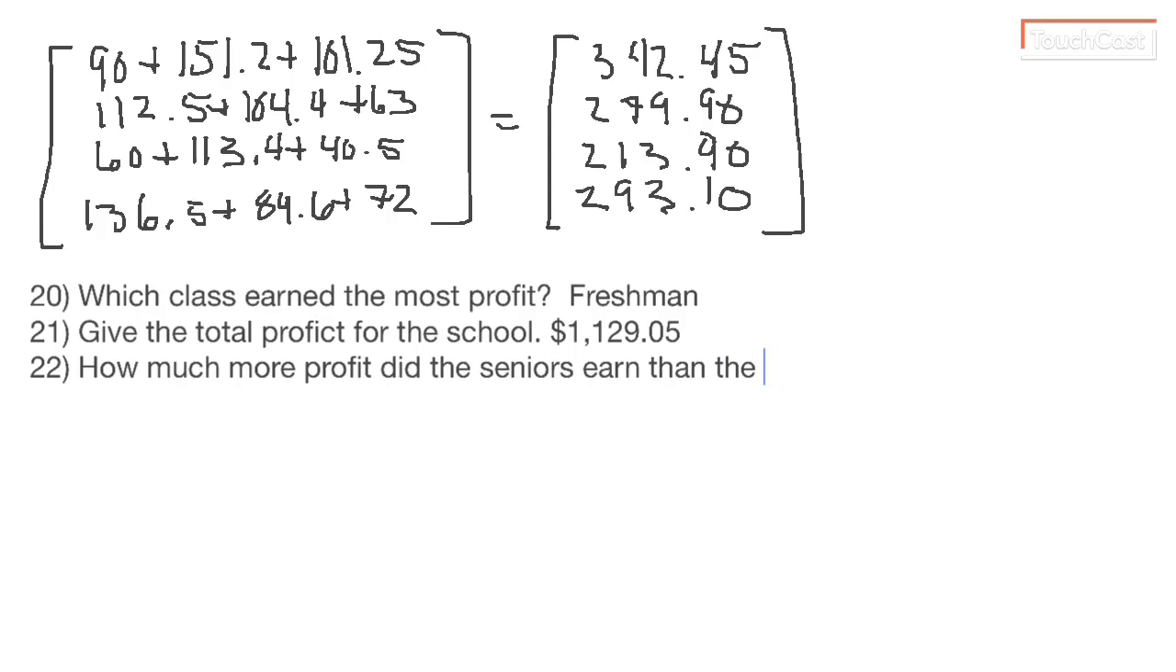And then our last example, 22, how much more profit did the seniors earn than the juniors? So if we take how much the seniors earned and subtract how much the juniors earned, we see that the difference is $79.20. And that wraps up our lesson on matrix multiplication.